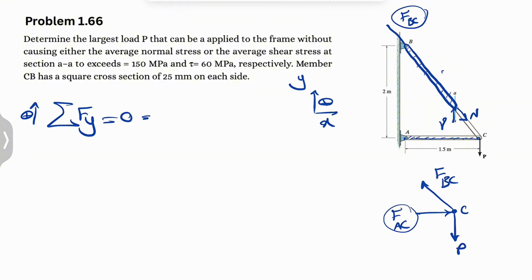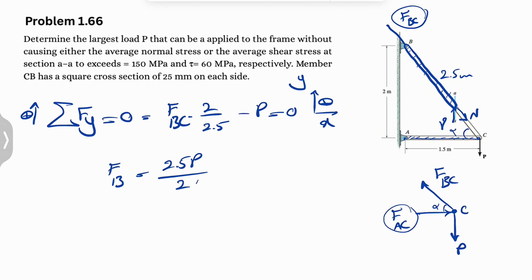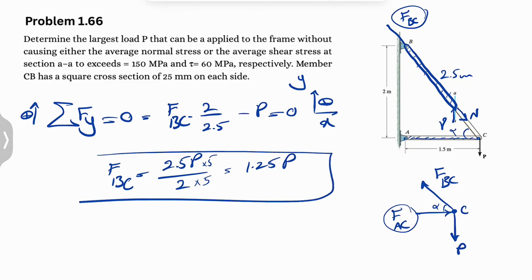But let's just go. So if we do the Pythagorean theorem, we get this side 2.5 meter, and now FBC, the y component would be the sine of this angle, if we call it alpha, which is 4/5 or 2 divided by 2.5, same thing. Let's just go with 2/2.5. So that's the y component of FBC, and we have also P, which is negative, and this will be equal to 0. Now we can figure out that FBC is equal to 2.5 P/2. If we multiply this by 5, it's going to be 1.25 P.